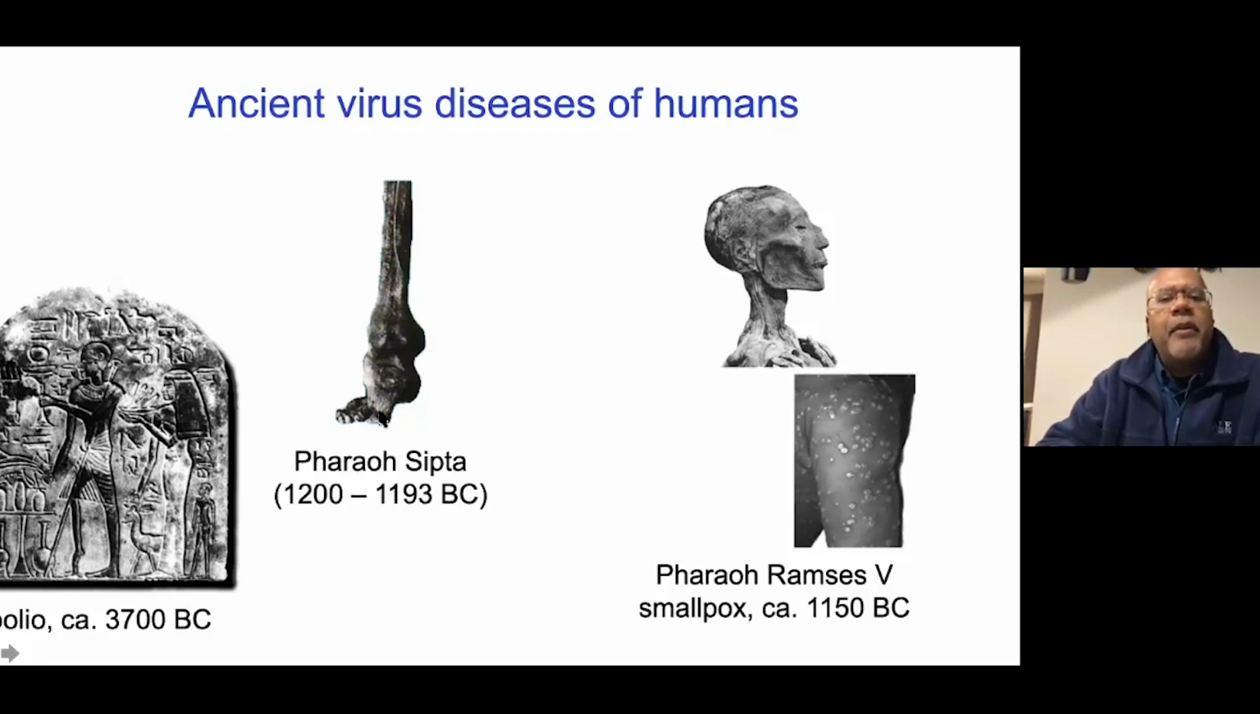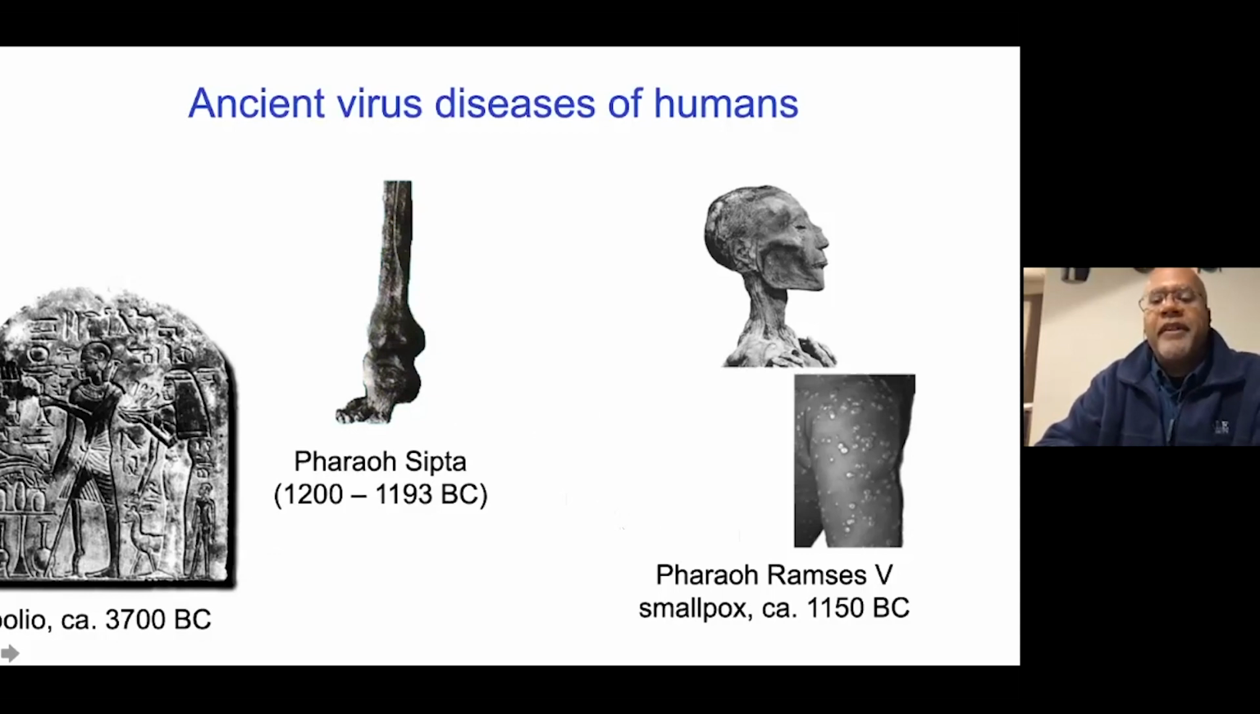And in the mummified remains of Pharaoh Siptah, it's quite clear that he has a club foot as well. So he suffered with poliovirus way back circa 1200 BC. Pharaoh Ramses V, a little more recent here.